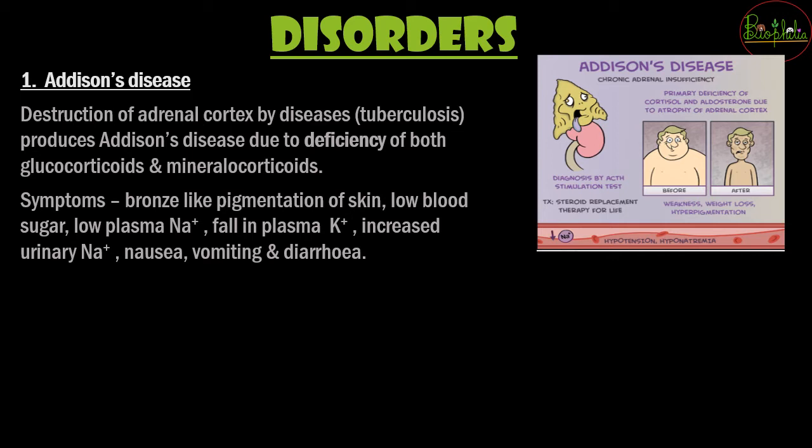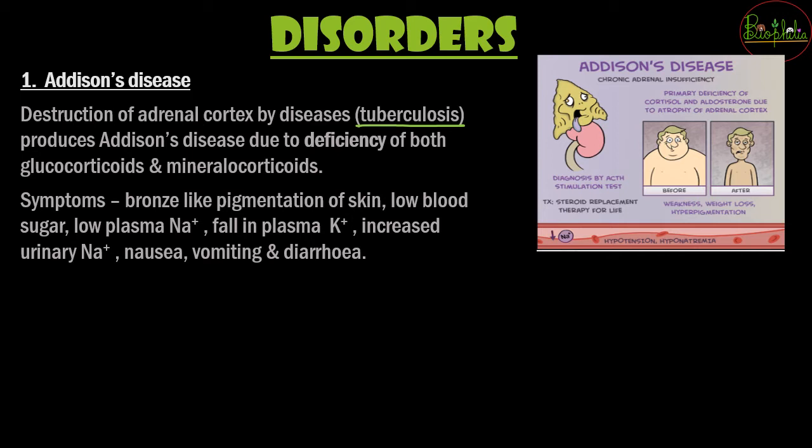So the first disease we are going to understand in detail, it is Addison's disease. So this Addison's disease is going to be because of the destruction of the adrenal cortex. So destruction किस वजह से हो रहा है? It can occur because of tuberculosis, and once the adrenal cortex is destroyed, the person can suffer from Addison's disease. And Addison's disease में cortex destroy हुआ.